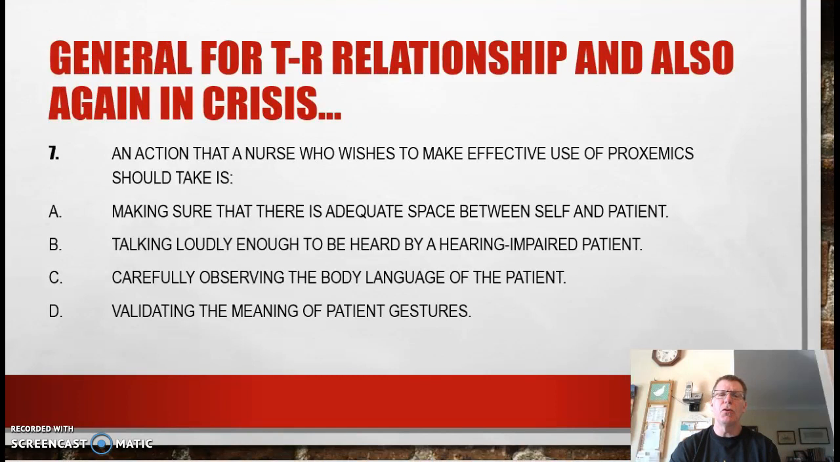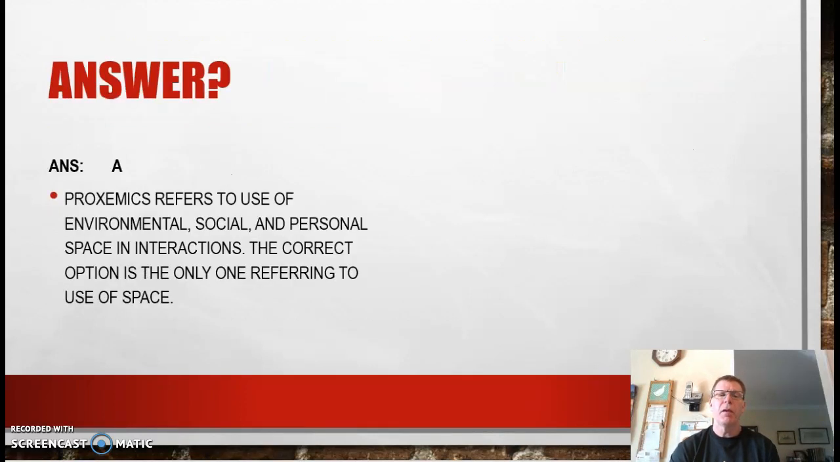All right. Let's go to therapeutic relationships, such a core theme within our class. And this one relates even to the crisis themes that I referred to the other day. An action that a nurse who wishes to make effective use of proxemics should take is... you've got to know what proxemics is in the stem, the context of the question. Pause your video. And the answer is A. Proxemics refers to space, so you want to have enough space between you and the patient, especially one that has become angry and is manifesting signs of aggression.